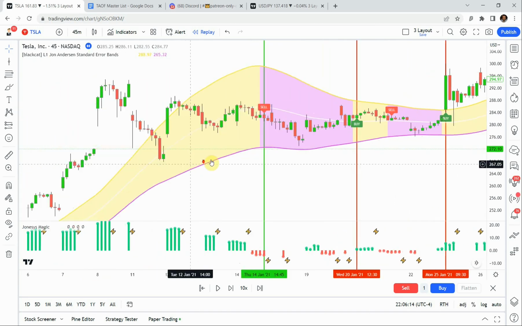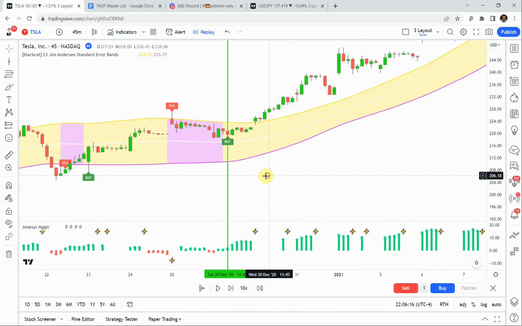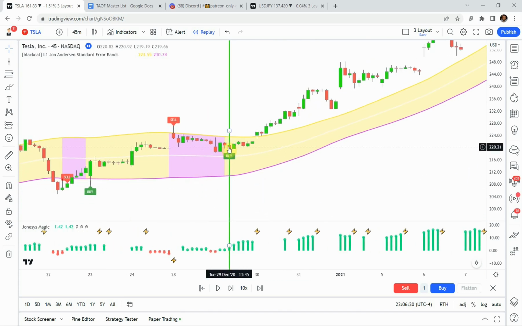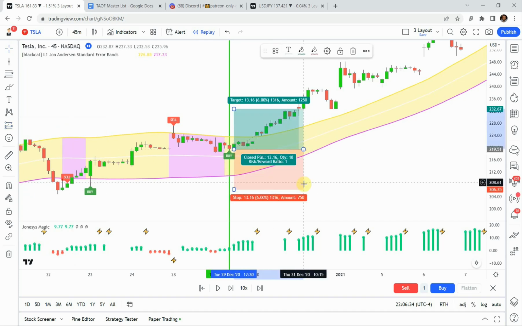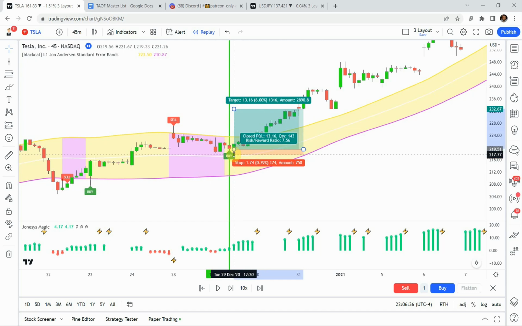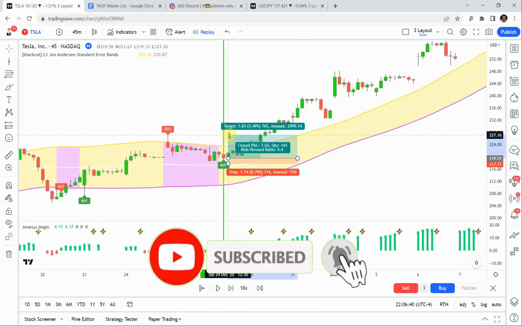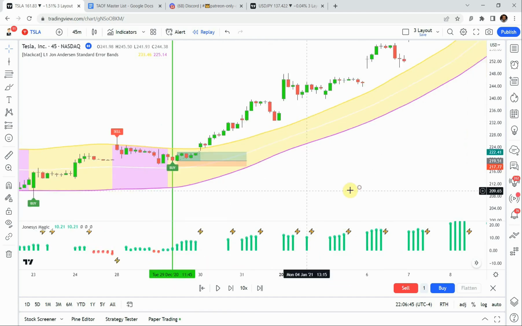Let's see if we can find a long example here. All right, so on the long side, we get a buy signal right here. Price is above that mid band on the John Anderson, and we get a green histogram bar down here on the Jonesy magic indicator. The setup is the same, so we're going to put our entry there. Our stop's going to be the last swing low there. We're going to target a 1 to 1.5 risk reward. And you see we got there really nicely on this one.